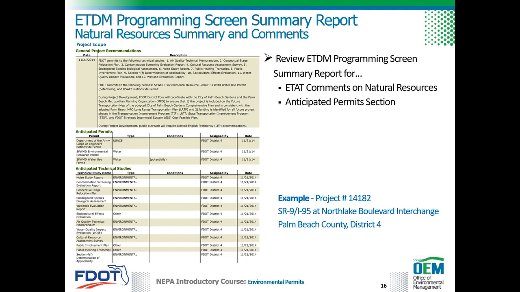The ETDM Programming Screen Summary Report provides comments from the regulatory agencies on the natural resources within the project area, including air quality, coastal and marine systems, contaminated sites, navigation, water resources, wetlands, wildlife and habitat, historic and archaeological, recreational areas, and Section 4(f). In addition, the report contains an anticipated permits section. The review of this report will provide guidance on the types of issues and permits that need to be addressed or further evaluated during the PD&E study.